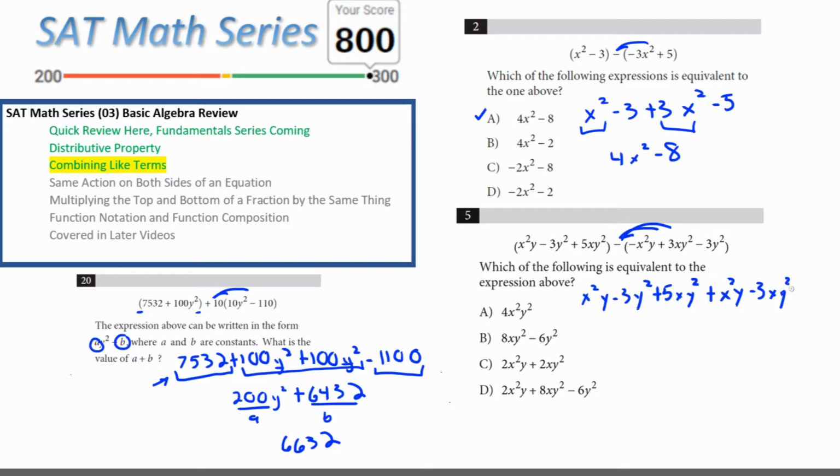And here we see it's still combining like terms, just the terms have more variables. We have an x squared y and an x squared y. That would be a 2x squared y. We have a negative 3y squared and a positive 3y squared. That's a nice 0. And we got a 5xy squared and a negative 3xy squared for a grand total of 2xy squared, or answer choice C.